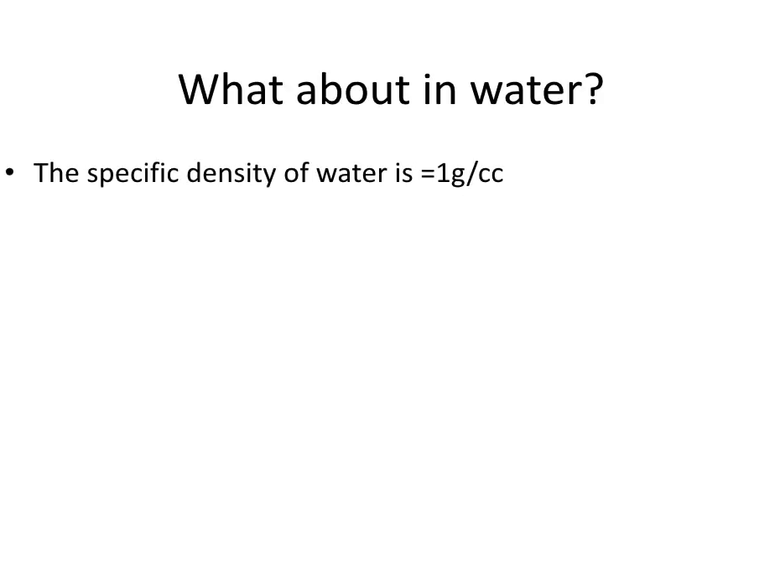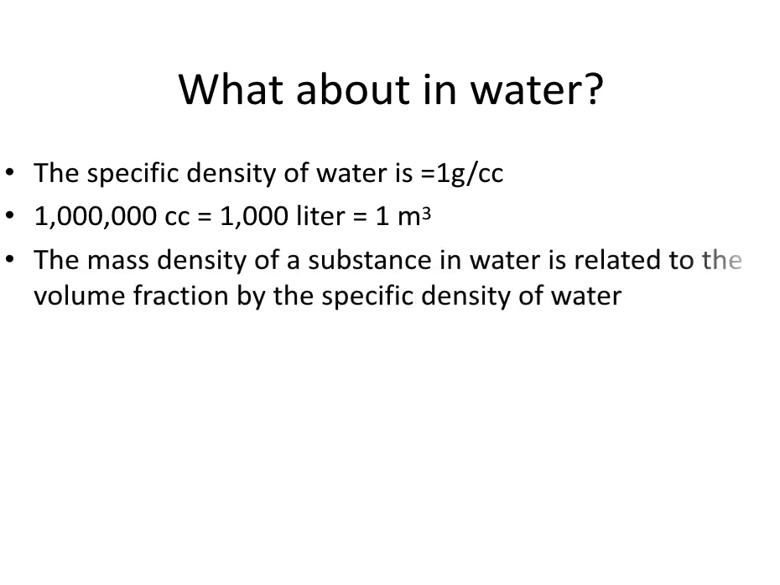Water has a specific density, as we've shown, of 1 gram per milliliter or 1 gram per cubic centimeter. Another way of saying that is that there are 1,000,000 cubic centimeters per 1,000 liters, or 1 meter cubed.